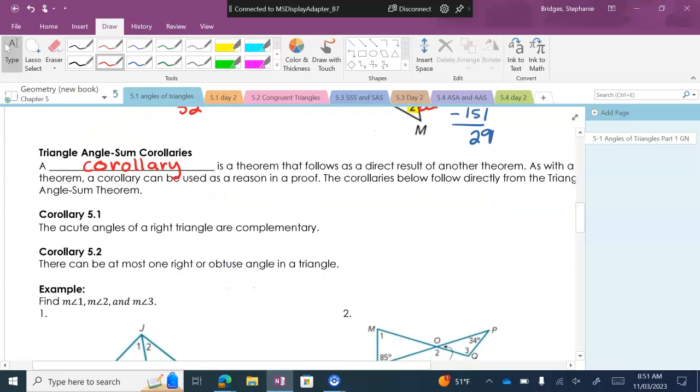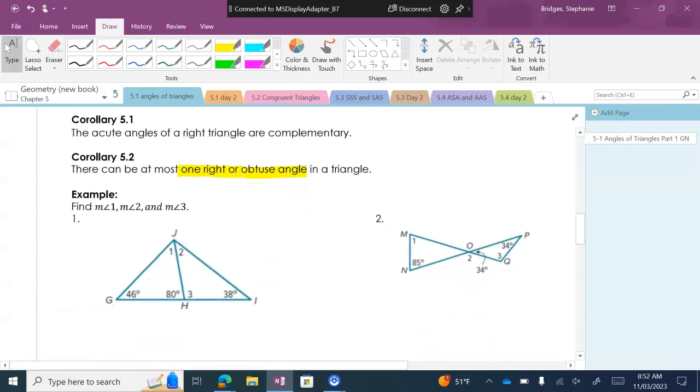Corollary 5.2 says there can be at most, that means no more than, one right angle or one obtuse angle. Okay, if you think about this, how many degrees is a triangle? 180. If I added two 90s together, that would give me 180 already, wouldn't it? How many angles does a triangle have? 3. That was only 2, okay? So you can only have one right angle or one obtuse angle in a triangle, not more. Everybody ready? All right, I want you guys to try number 1.